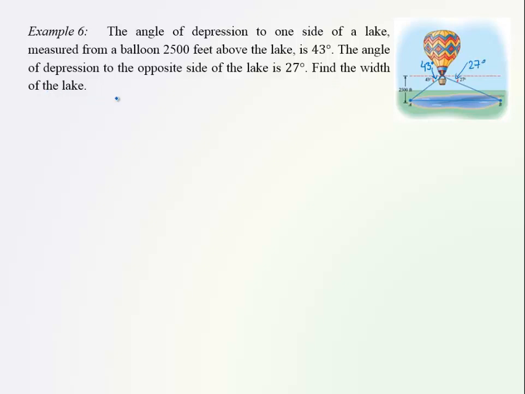Find the width of the lake. So we need to find this distance. On the diagram it is AB, but let's call it X. Notice that if I put two heights on this side and on that side, I can create two right-angle triangles. That means I can use right-angle trigonometry.